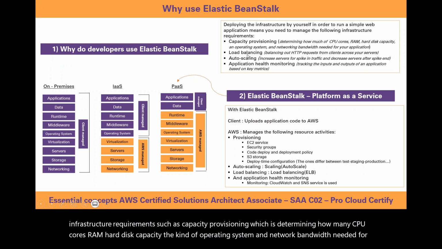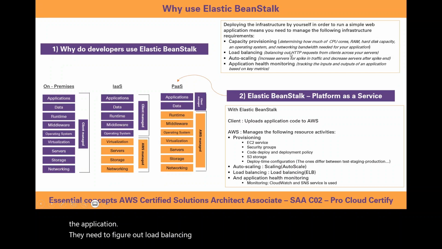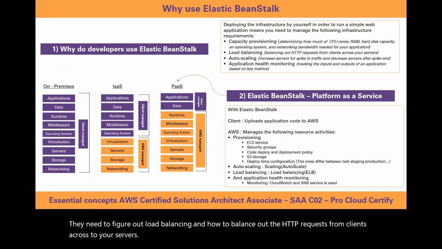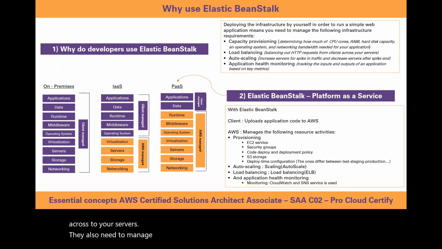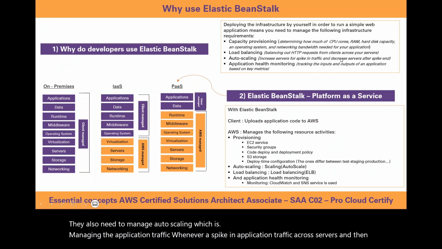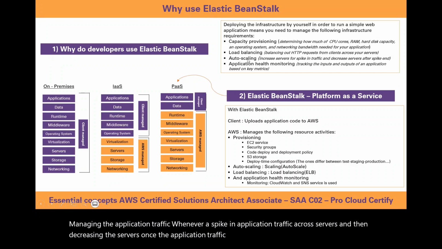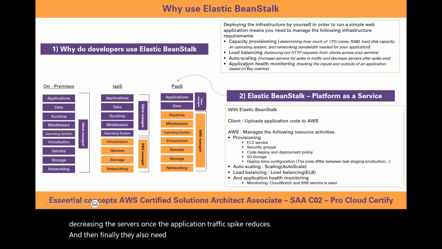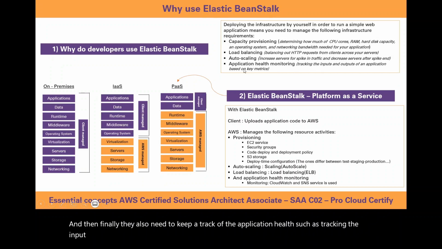They need to figure out load balancing and how to balance out the HTTP requests from clients across to your servers. They also need to manage autoscaling, which is managing the application traffic whenever there's a spike in application traffic across servers, and then decreasing the servers once the application traffic spike reduces. And then finally, they also need to keep track of the application health, such as tracking the input and output of an application based on key metrics. Deploying the infrastructure for an application is a very cumbersome task.